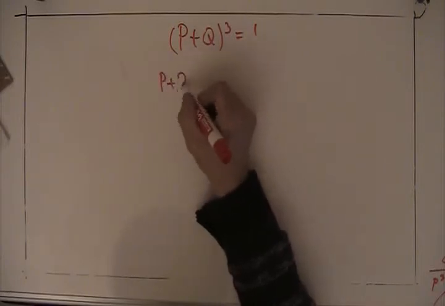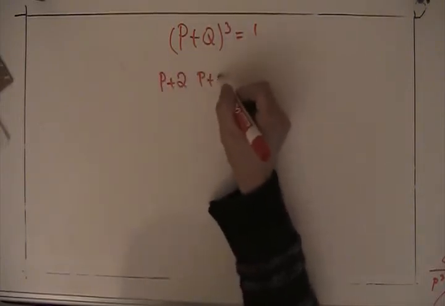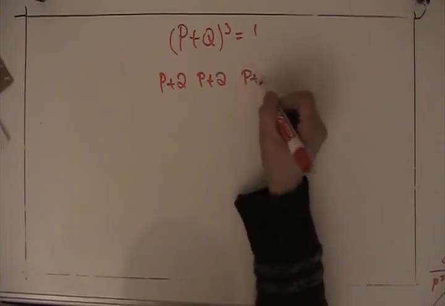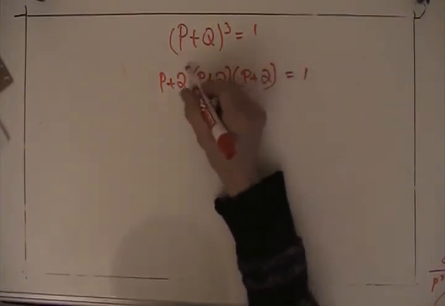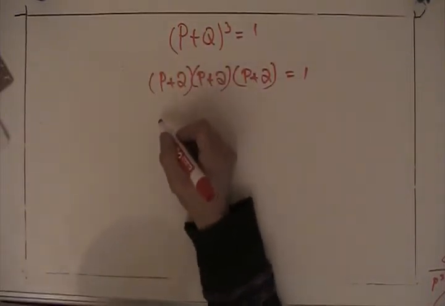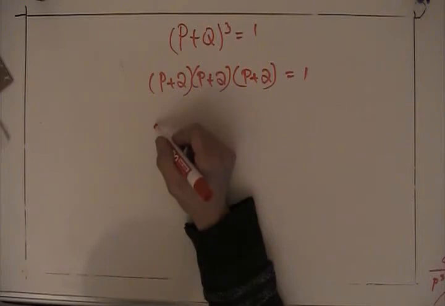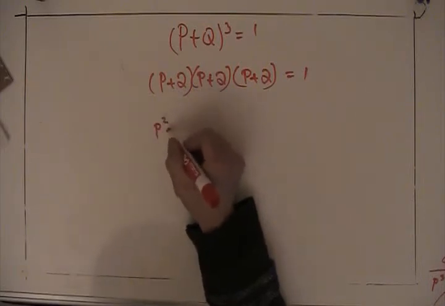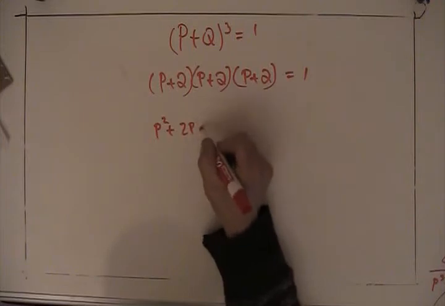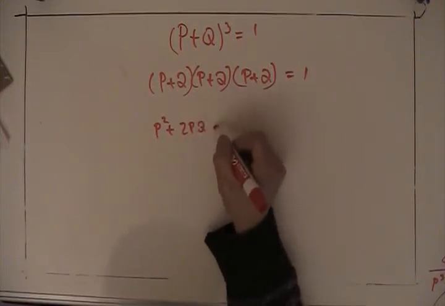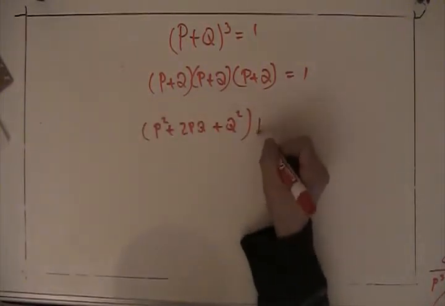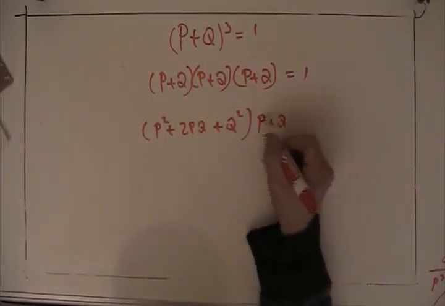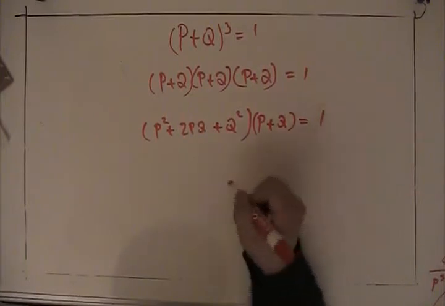P plus Q, P plus Q, P plus Q equals 1. I'll just do the first 2 terms, and you'd get P squared plus 2PQ plus Q squared, times P plus Q equals 1.